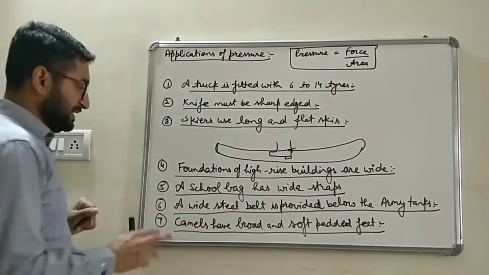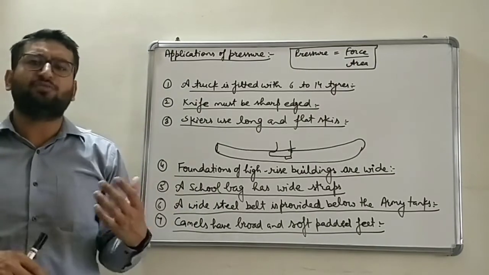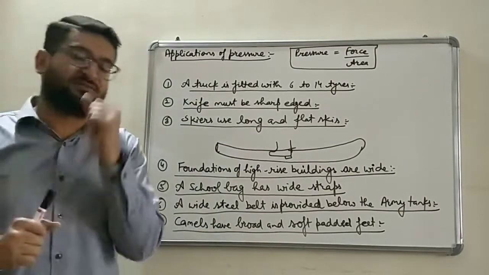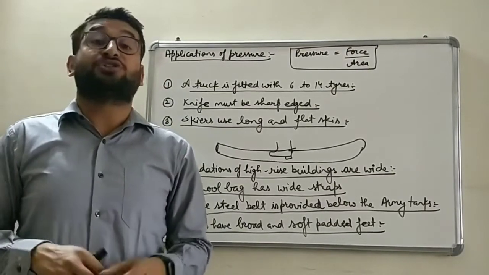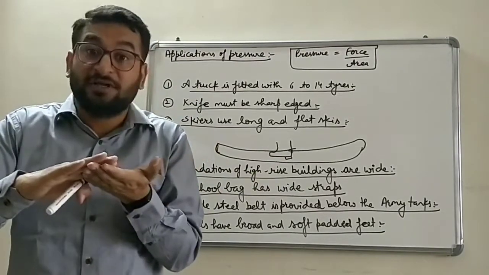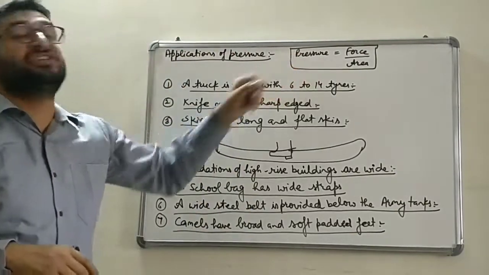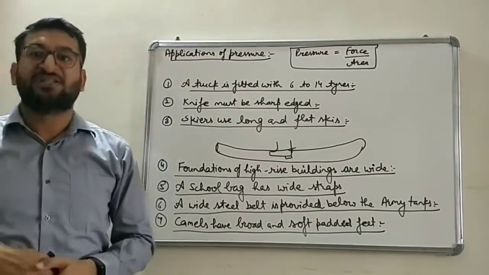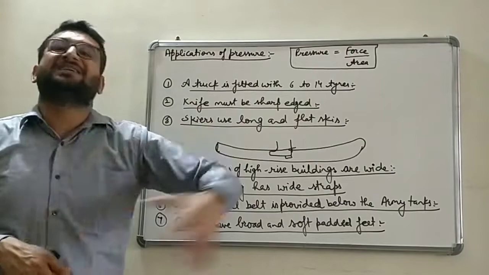Beta. Next, camels have broad and soft padded feet. If we try to move on sand, then our feet will sink. If a horse tries to run over the sand, the feet of the horse will sink. Why is it so? Because the horse's or our feet are very small in area, whereas the camel's feet are soft and padded and broad. Broad means more area. More area means the pressure exerted by the camel on the sand is quite less. Due to that less pressure, they do not sink into the ground. That's why camels can easily move in the desert area.